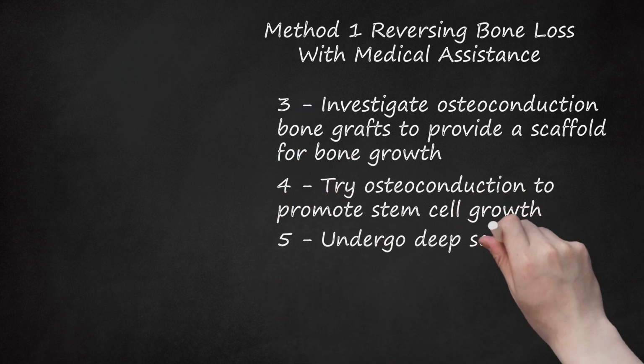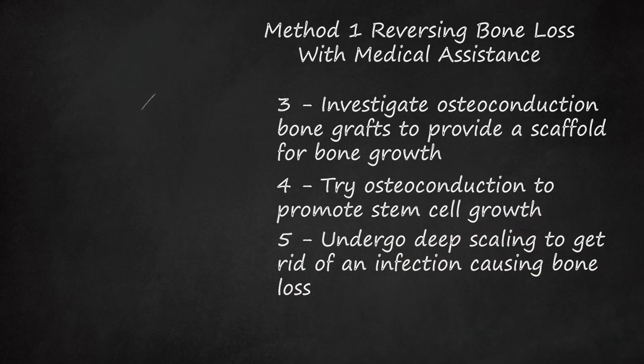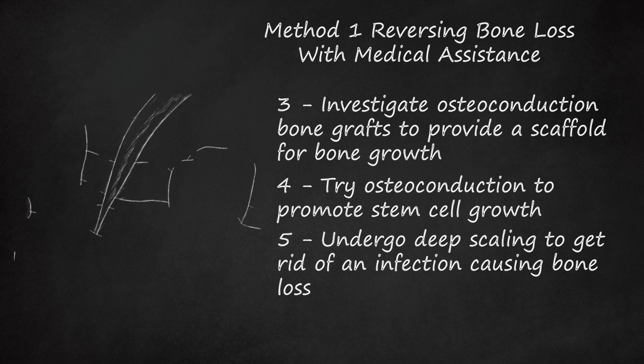5. Undergo deep scaling to get rid of an infection causing bone loss. Deep scaling, or non-surgical root planing, is a deep cleaning technique, often needed if you are diabetic. During this procedure, the root area of the teeth is cleaned thoroughly to remove parts of the root that have been infected by the bacteria that is causing bone loss. Usually after deep scaling, gum disease will be controlled and no further dental bone loss will occur.